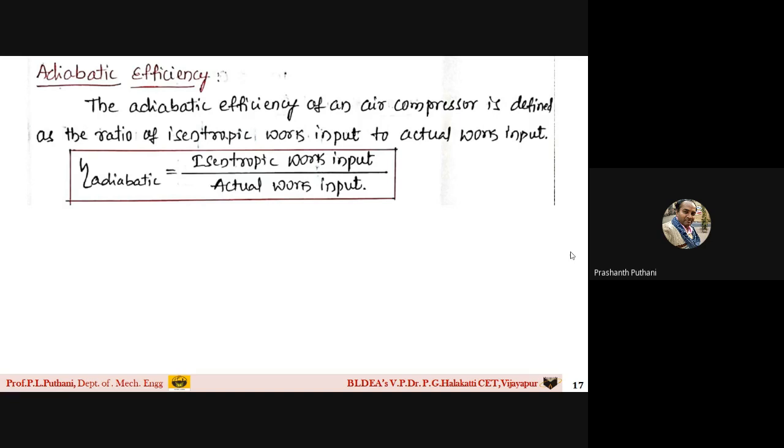It is known as adiabatic efficiency. I hope it is visible to you. Adiabatic efficiency, is it visible? Adiabatic efficiency is visible to you? Hello?